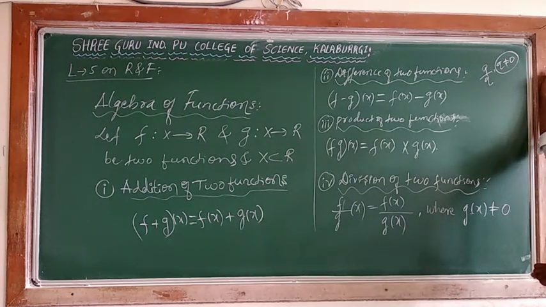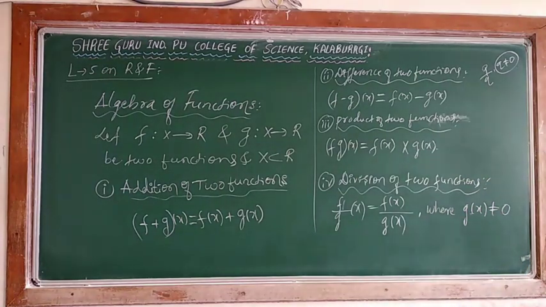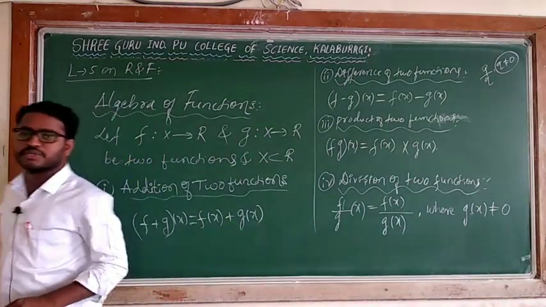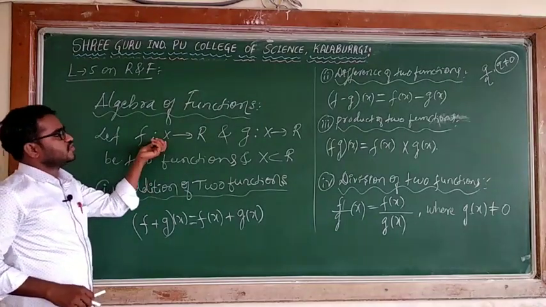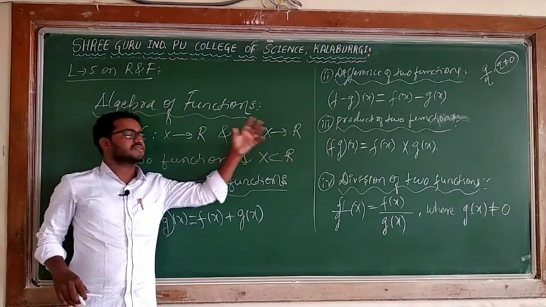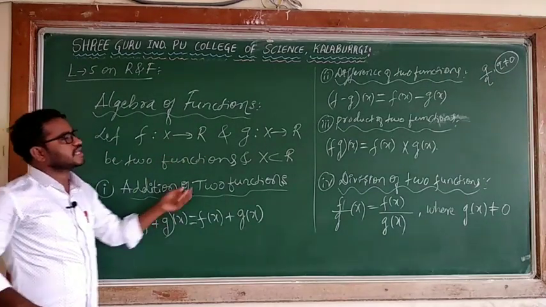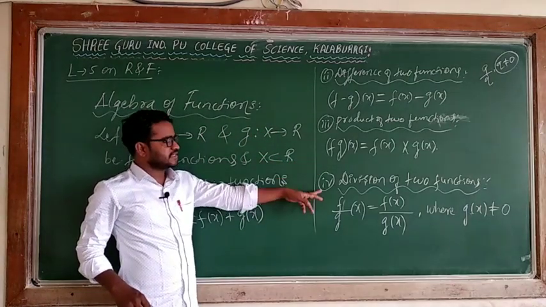These are the algebra of the functions, meaning how to add, how to subtract, how to multiply, and how to divide two functions. So whenever you have two functions, f from X to R and g from X to R, X is the domain and R is the range. X may be any subset of the real numbers. In that case you can add, subtract, multiply, and divide.